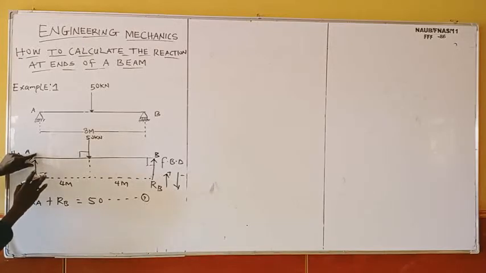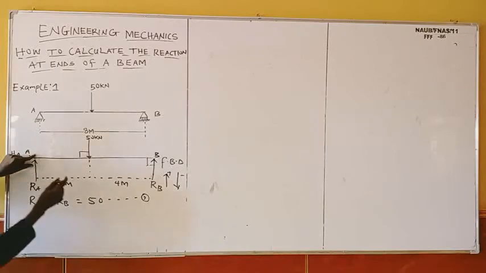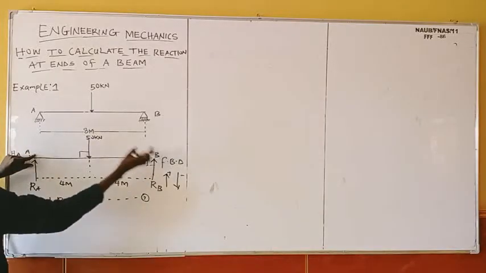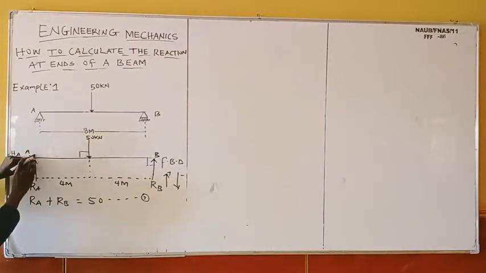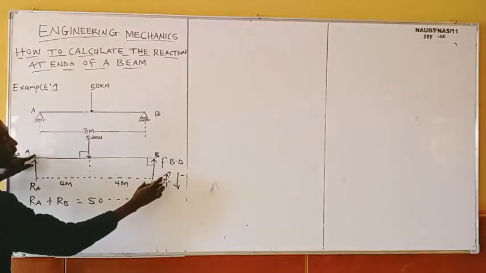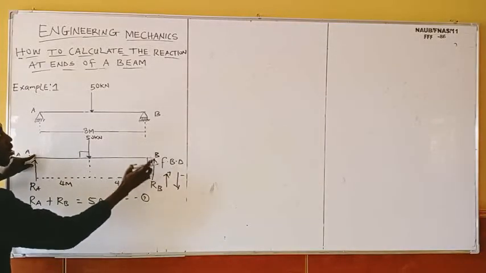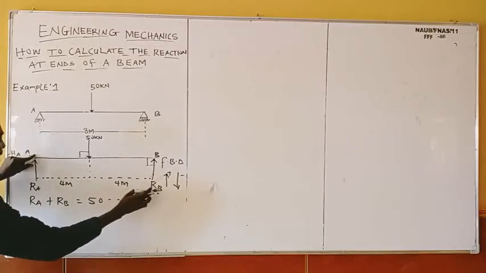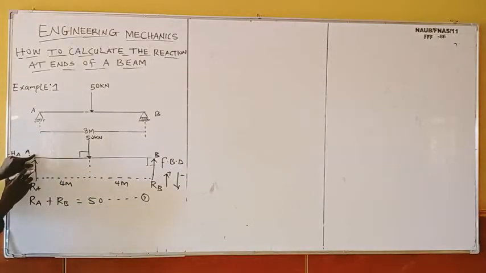This is the point I'm taking my moment. So all these forces must come to this point A. Do you get that? So now RB times the perpendicular distance. And what is this upward force here? Positive. And this one is also an upward force. So it means RB times the total length, which is 8.